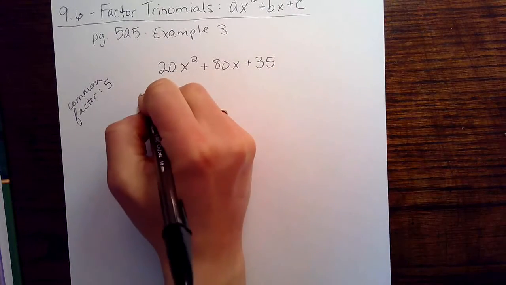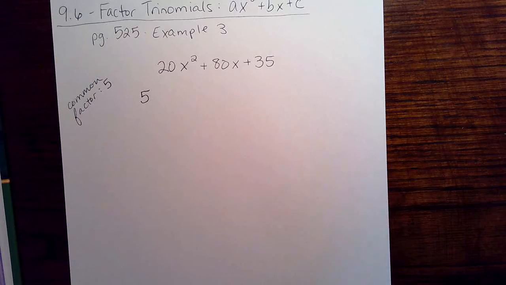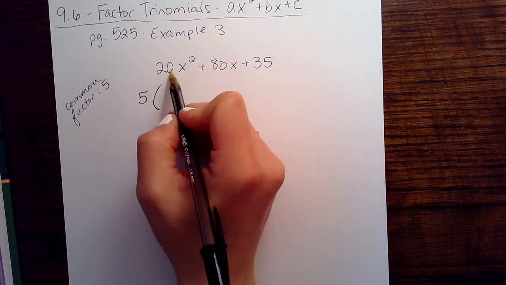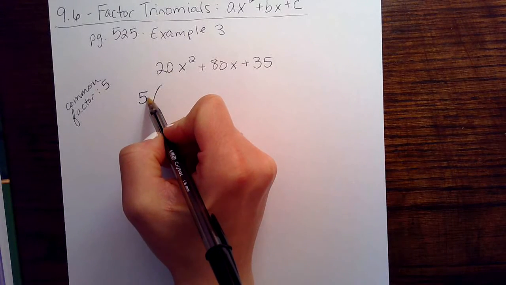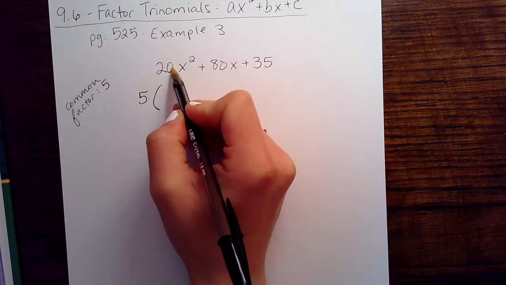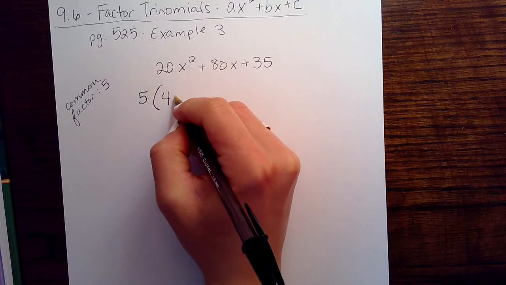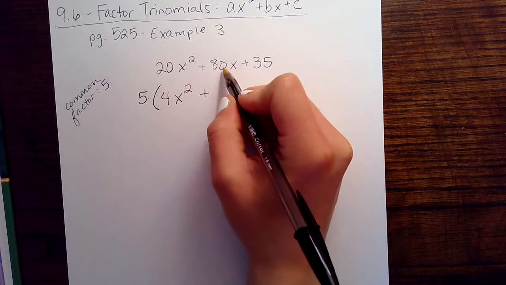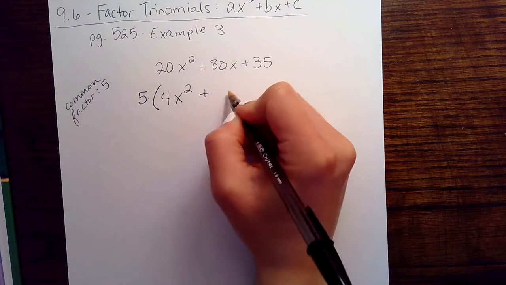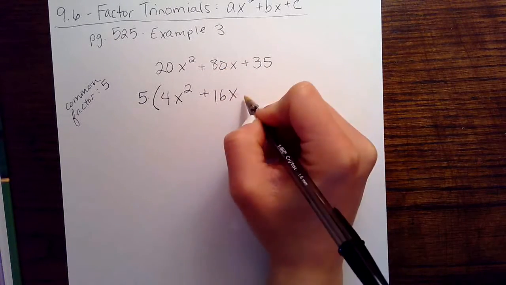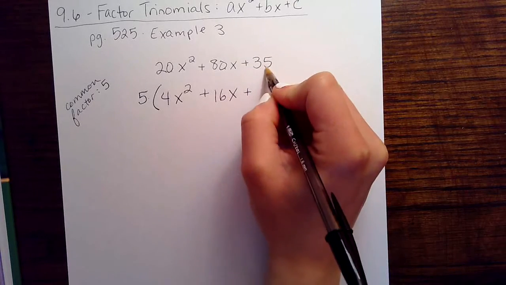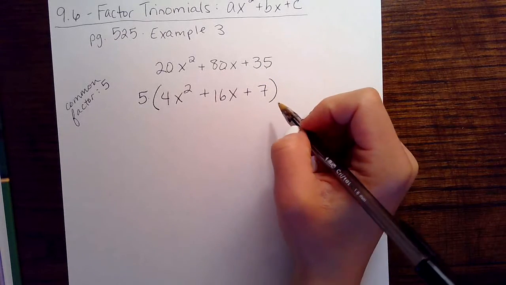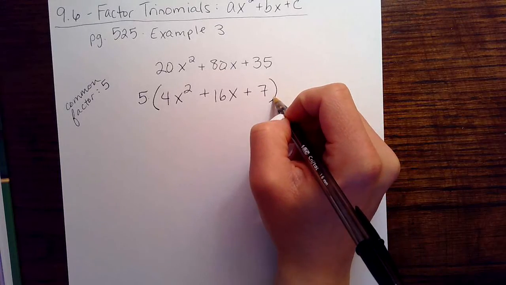So once we find what that is, we can say, well, first, I can factor out 5 from each of these terms. So if I factor out a 5, in other words, 5 times what is 20x squared? Well, we're left with 4x squared. We do the similar thing for 80x. 5 times what is 80x? Well, 5 times 16x is 80x. And finally, 5 times what is 35? That is 7. In other words, when we factor something out, we're dividing that number out from each term.